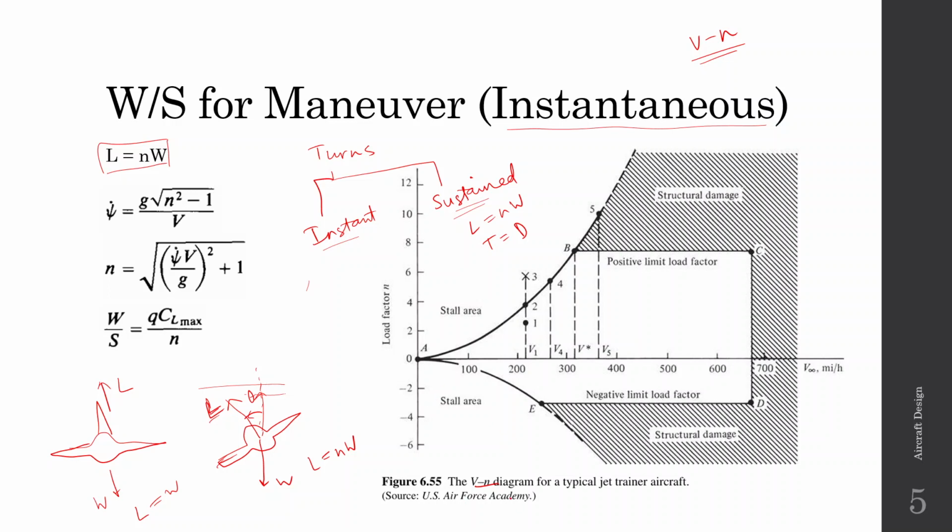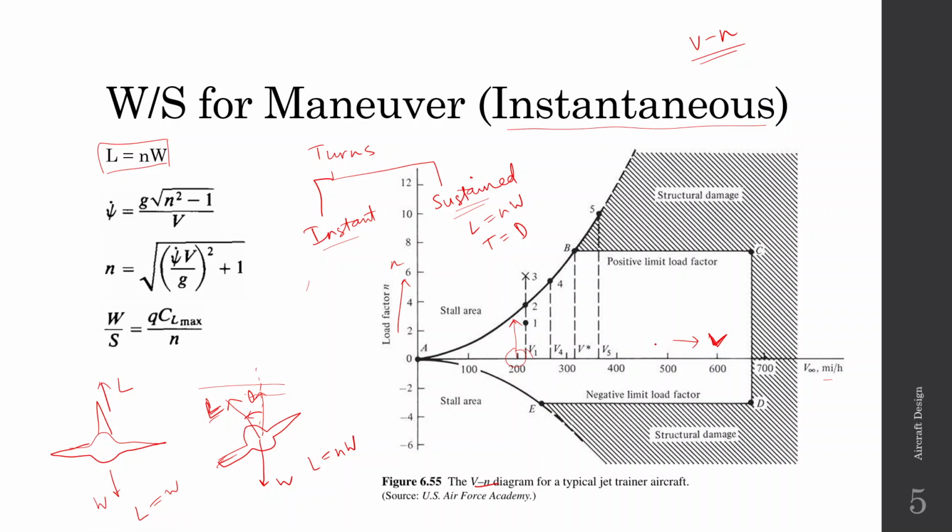So this figure shows a VN diagram. On the vertical axis we have n, and on the horizontal axis we have the aircraft velocity. Suppose you are considering 200 miles per hour, the unit being miles per hour. Then what is the maximum possible load factor the aircraft can turn at? This graph shows this.